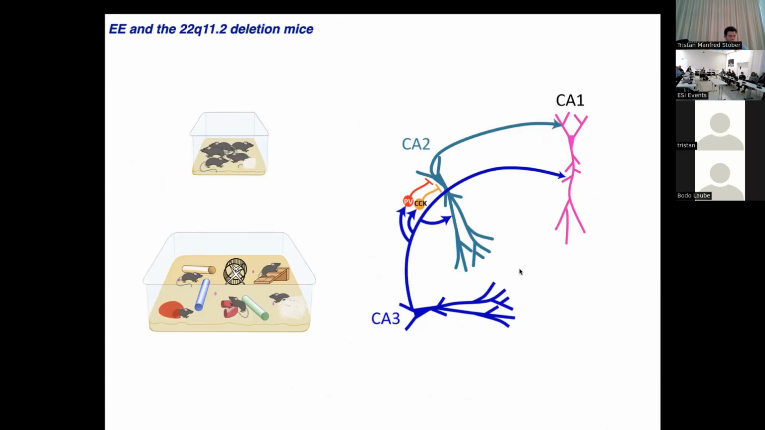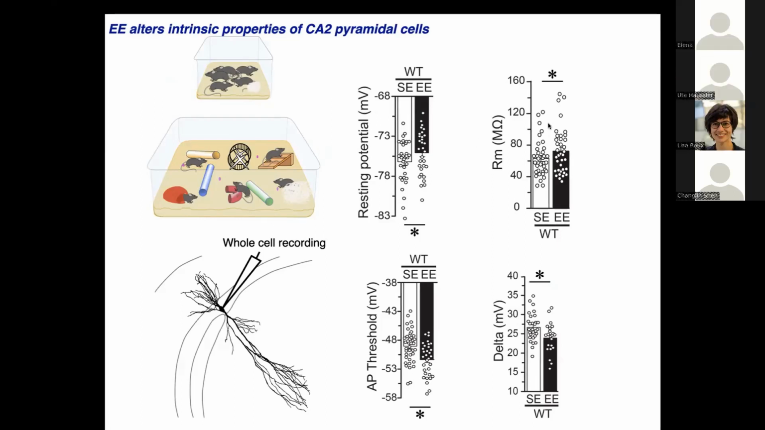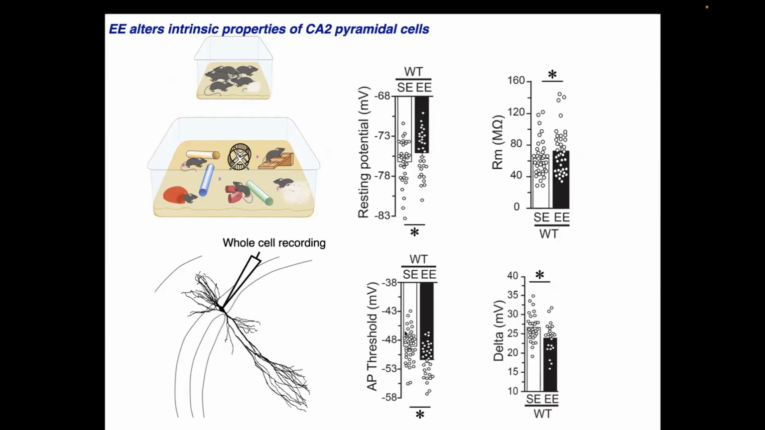And one thing I haven't told you about that we're also trying to figure out in parallel is that when you do whole cell recording from cells that were in enriched environment, you see a change in the intrinsic properties, and in particular, the resting membrane potential. So here's just the wild type mice. The cells become more depolarized, right? The membrane resistance also becomes a bit higher. The AP threshold is lower. And this delta here is the difference between the membrane potential and the AP threshold.